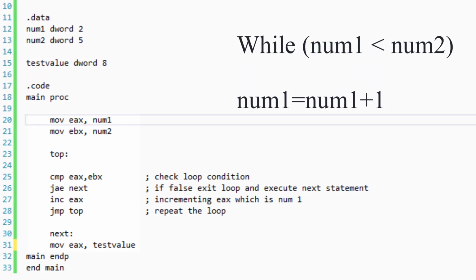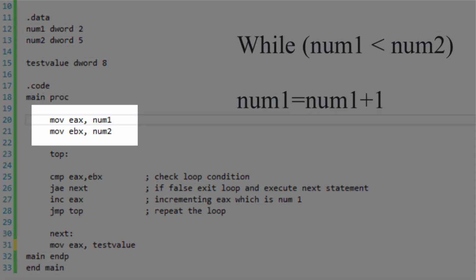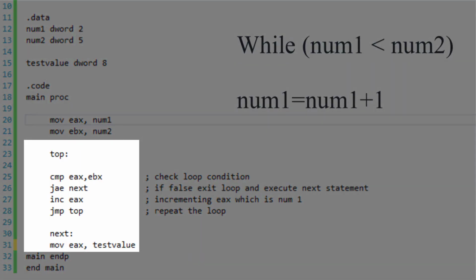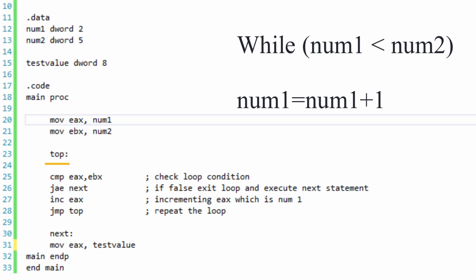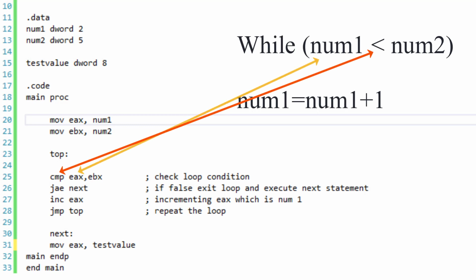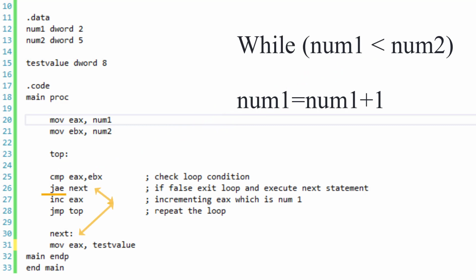Moving on, here is where the program instructions start. First, we need to move both num1 and num2 to EAX and EBX respectively. And this is the structure of our loop. We need to start with the word top, colon. And then here we are comparing EAX, which is num1, with EBX, which is variable num2. JAE will jump to next if the condition is false. Otherwise, we will increment EAX, which holds num1. And as long as EAX is less than EBX, we will jump to the top of the loop and continue.